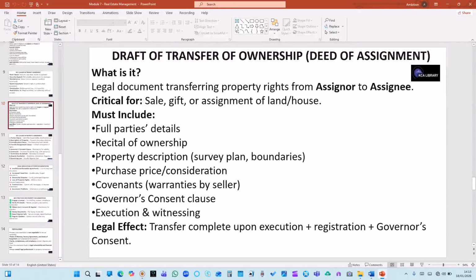It must include the following: full party details, recital of ownership, property description, that is survey plan and boundaries, purchase price and consideration amount, the covenant, that is warranty by the seller, the governor's consent clause must be there, and execution and witness. So these are the contents of a deed of assignment. The legal effect is that the transfer is complete upon execution, registration, and governor's consent.